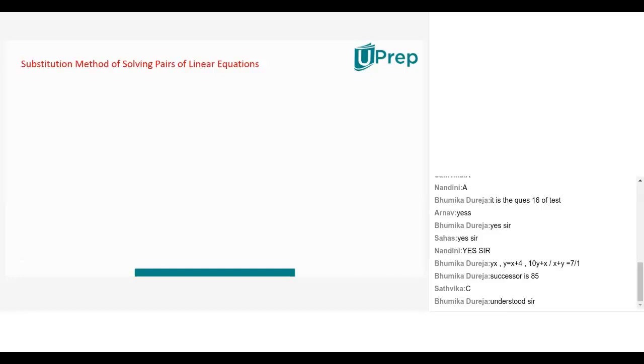Right. Now, let's come to the second session. The second session is all about the substitution method of solving a pair of linear equations. What is the substitution method? Very simple. Observe and understand. Previously, two equations were given, and we solved them by substituting. In the previous case, I substituted y equals 2x in x minus y plus 4 equals 0.